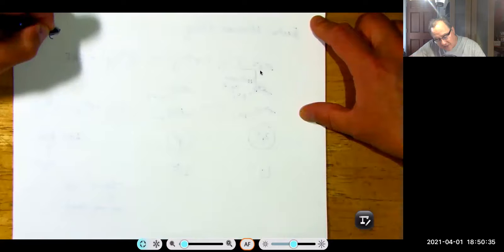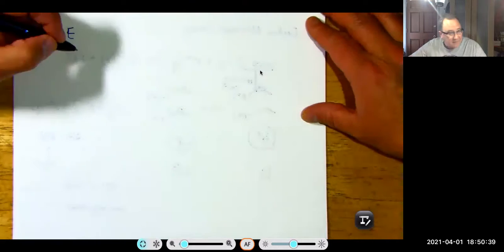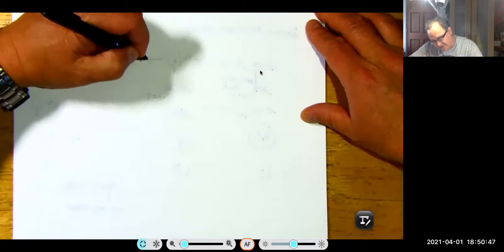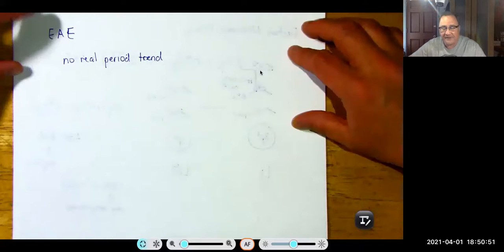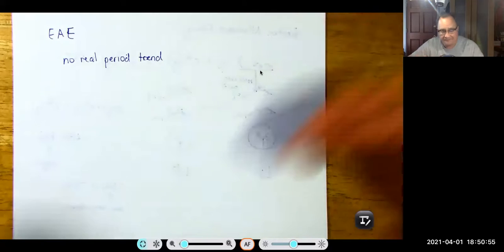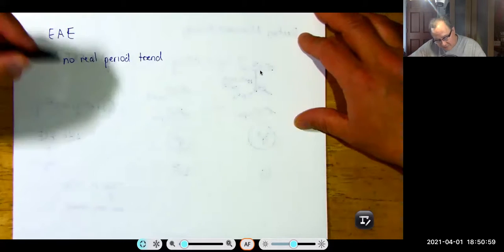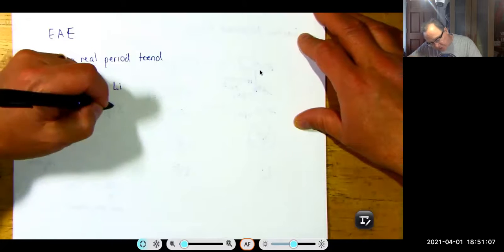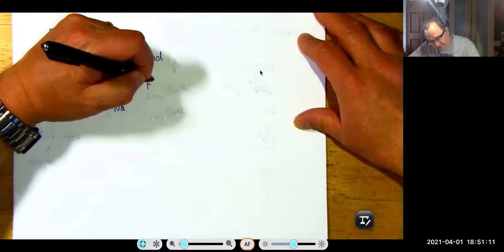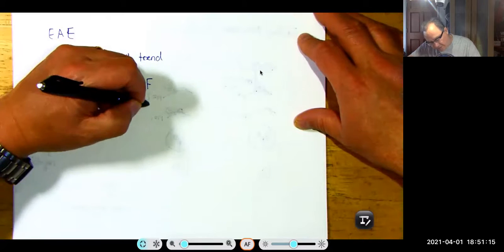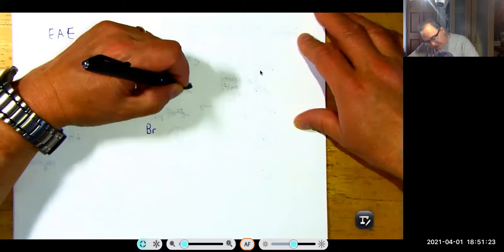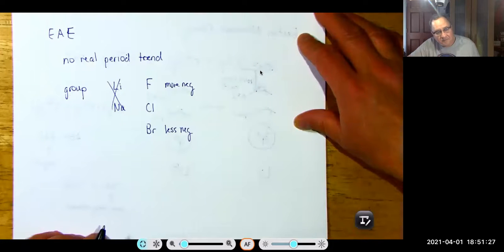Now for electron attachment enthalpy, the nice thing about this is that there's no real period trend. If you look at the data, it's kind of all over the place. It doesn't get smaller, it doesn't get bigger. It kind of jumps up and down. But in the group, here's what happens. Let's look at fluorine versus chlorine versus bromine. This is going to be more negative, and this is going to be less negative. And this is going to be middle negative, if you will.